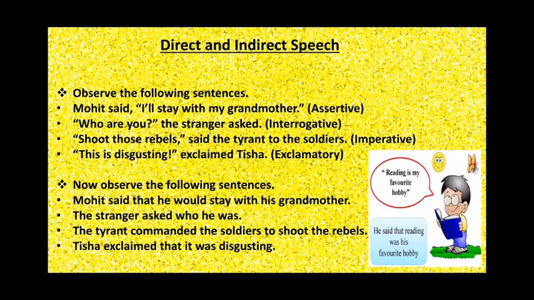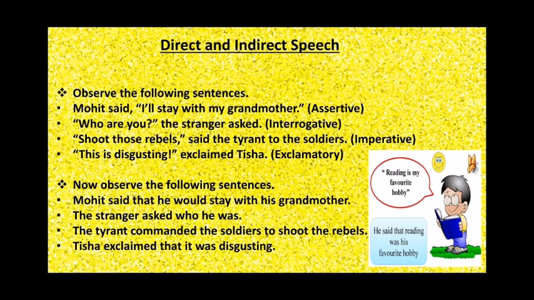So children, all of these sentences have inverted commas and they are said by the person who is speaking. So it may be an assertive, interrogative, imperative or exclamatory sentence. These are all in the direct speech. Let's read some of the other sentences.